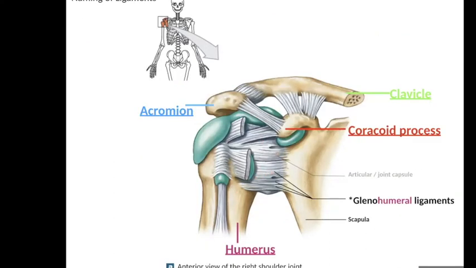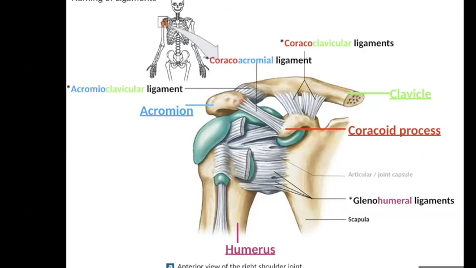So the ligaments that connect the two are called your glenohumeral ligaments. Okay, so ligaments are named like this. They're named logically for the bone features that they're connected to. All right, so your coracoid process and your clavicle are connected by your coracoclavicular ligaments. Your acromion and your clavicle are attached by your acromioclavicular ligament. Coracoid process and your acromion process are connected by this coracoacromial ligament.